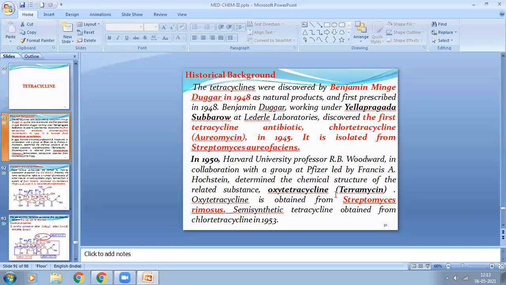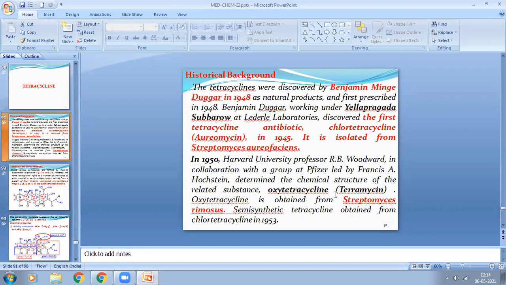Now, in the historical background, the first tetracycline was discovered by Duggar in 1948. The name is chlortetracycline. This chlortetracycline is obtained from the bacteria Streptomyces aureofaciens. That's why, on the basis of the source of origin, chlortetracycline is also designated as aureomycin.